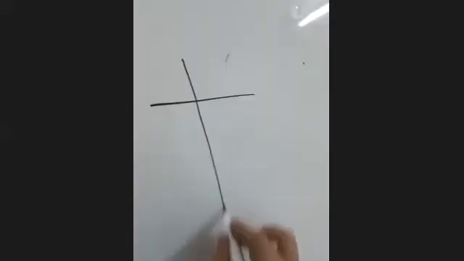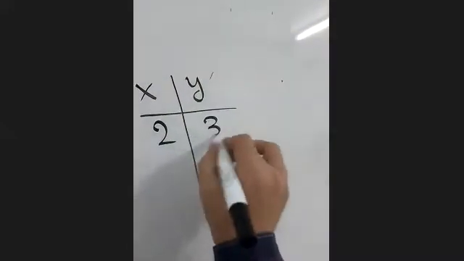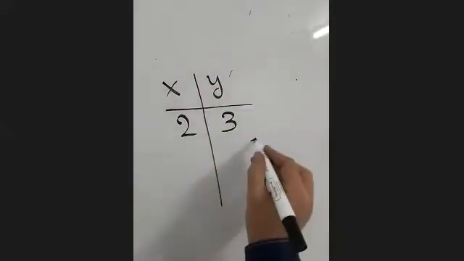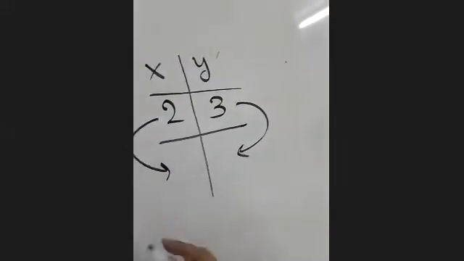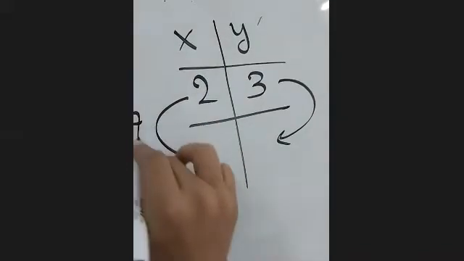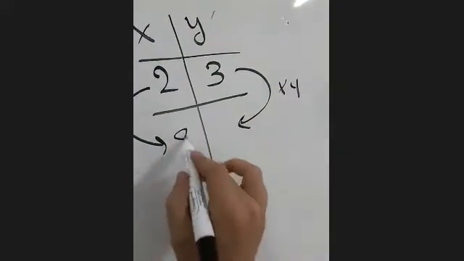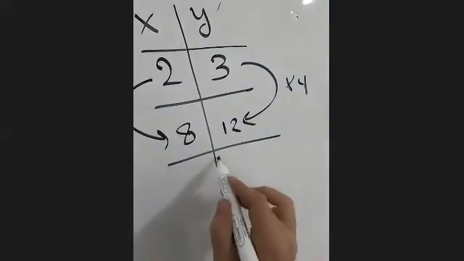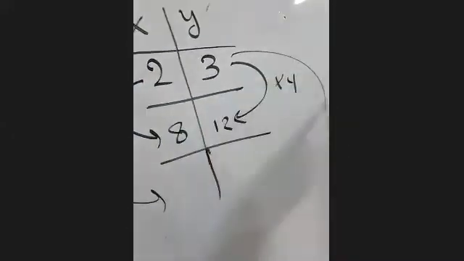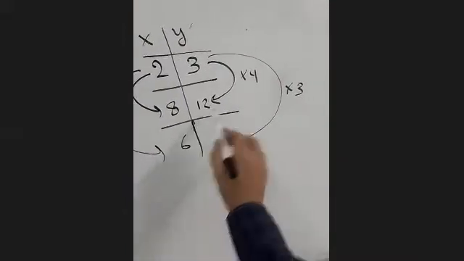Now, in the previous lesson, guys, if we take X and Y table, equivalent ratio relationships, let's say starting with 2 and 3, for example. To make equivalent ratio relationships, we can multiply both sides with any number, but it should be the same number. If here 2 times 4 and here 3 times 4, here will be 8 and here will be 12, right? And if you multiply both sides with 3, for example, here we will have 6 and here we will have 9.